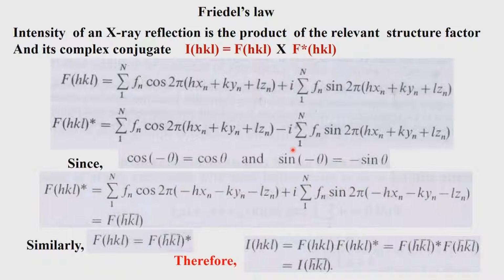If I of HKL is very strong, I of H bar, K bar, L bar will also be very strong. But we do not expect the numbers to be, let us say, 10,000 and 10,000. So, there will be a difference between these two, but this difference will be minimal. The difference is due to the fact that we have a crystal. X-rays are coming from air or a rarer medium, and they are going to the crystal, which is a denser medium, and then they are scattering.